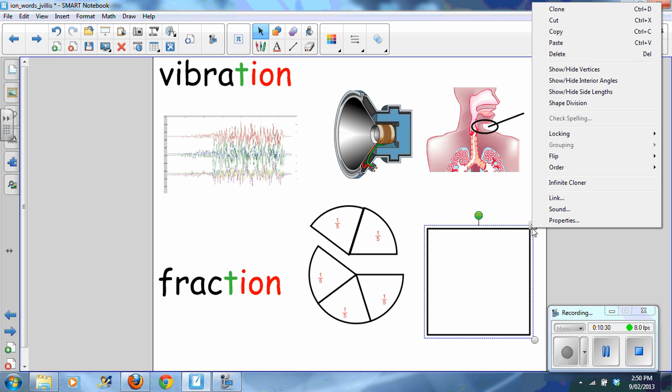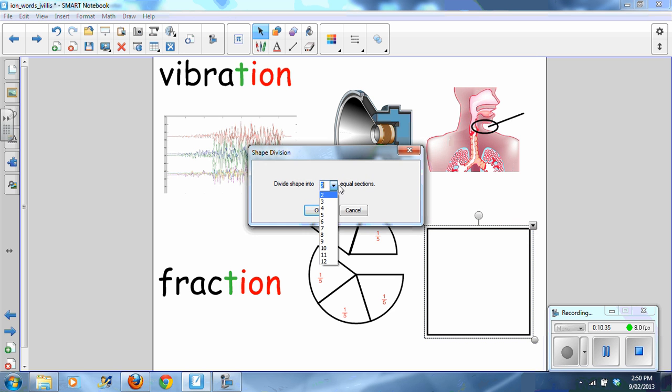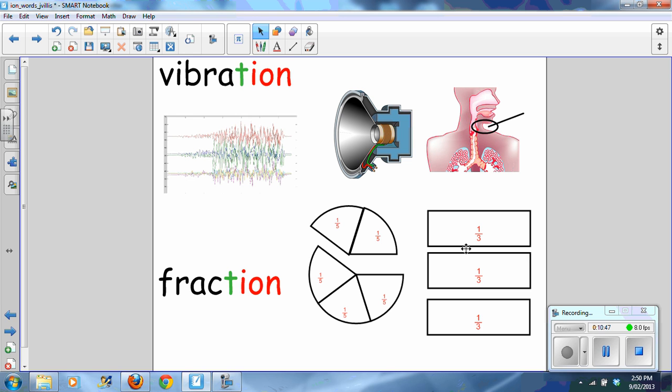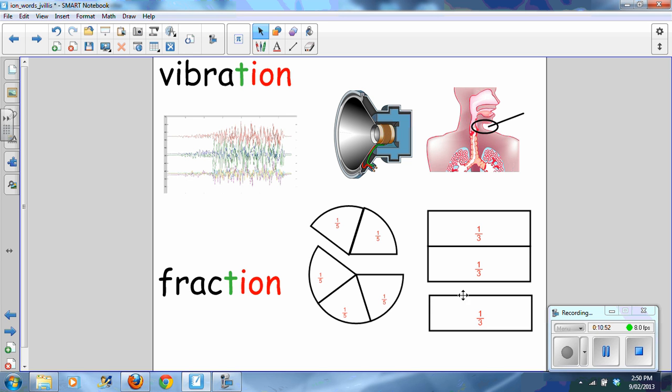Well, I have a whole square here. I can do the same. This time we'll divide it into 3. So I have divided my square into 3 equal parts. This is a fraction, this is a fraction, and this is a fraction. Put all those fractions together and you have a whole fraction.